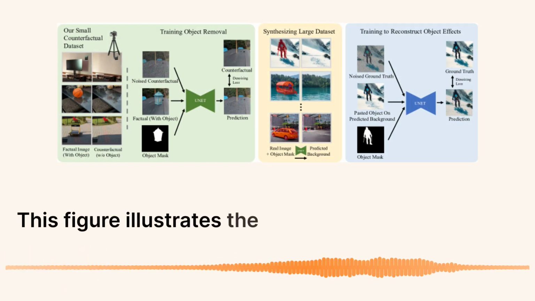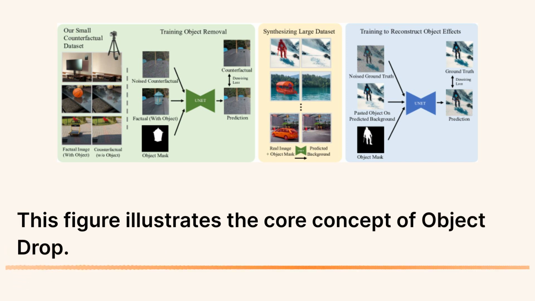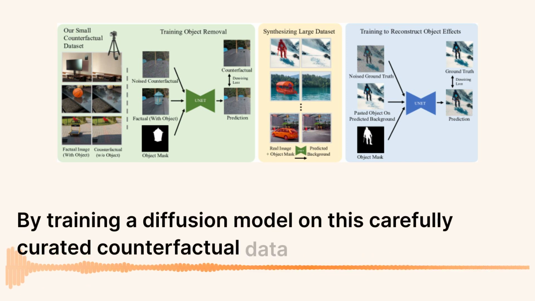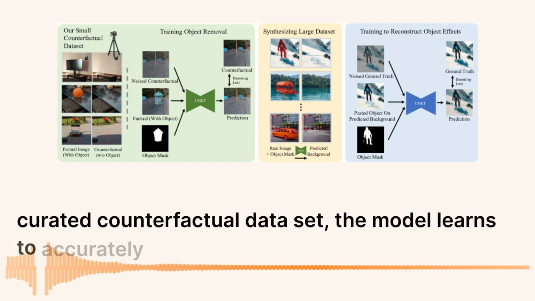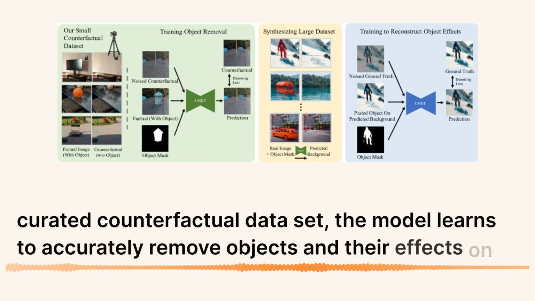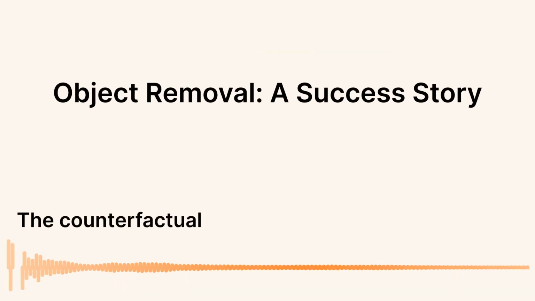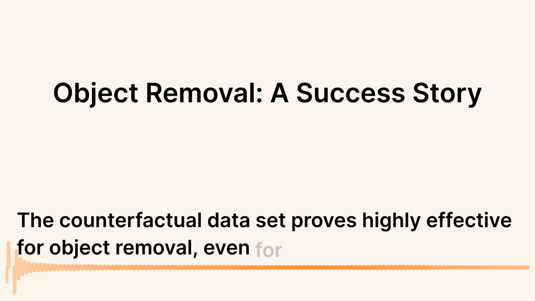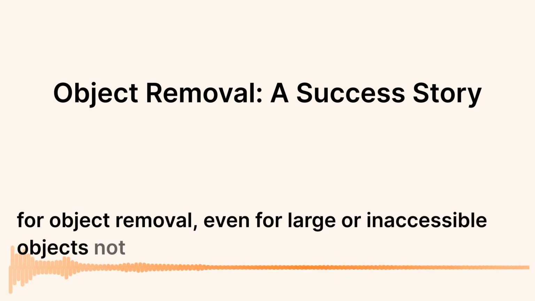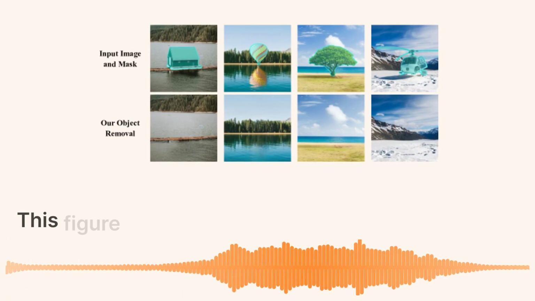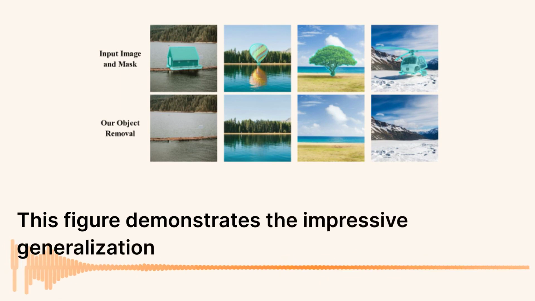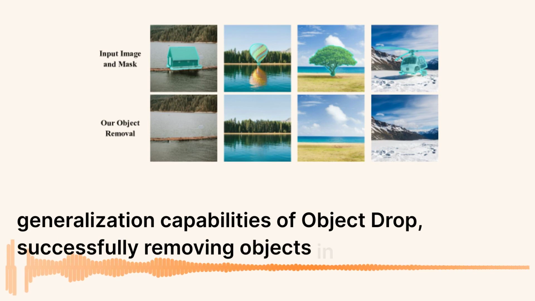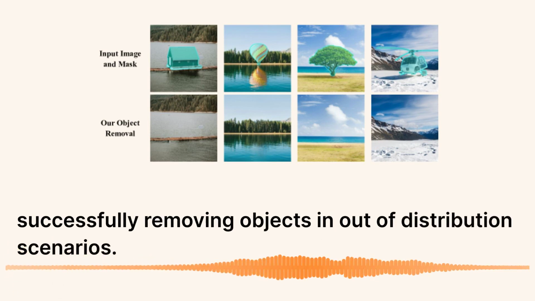This figure illustrates the core concept of ObjectDrop. By training a diffusion model on this carefully curated counterfactual dataset, the model learns to accurately remove objects and their effects on the scene. The counterfactual dataset proves highly effective for object removal, even for large or inaccessible objects not seen during training. This figure demonstrates the impressive generalization capabilities of ObjectDrop, successfully removing objects in out-of-distribution scenarios.